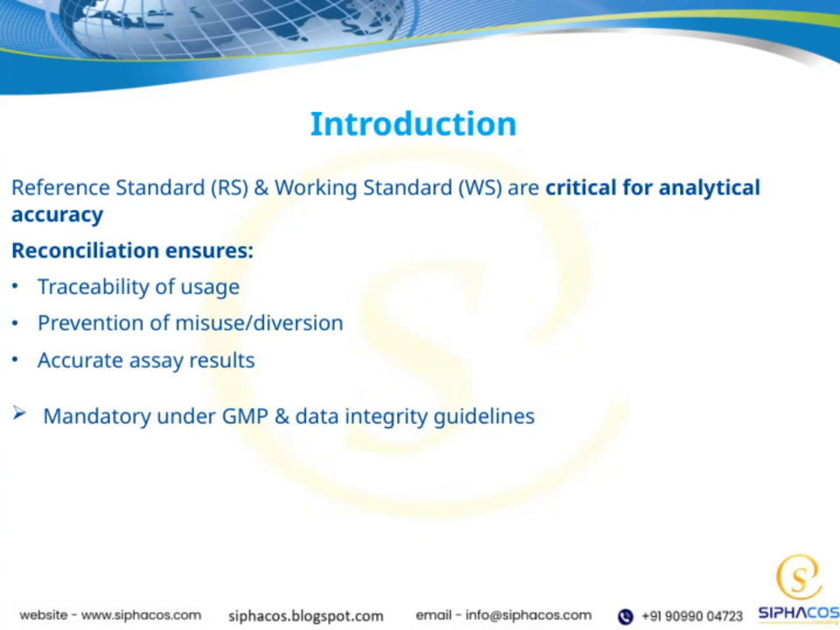Let's talk about the importance of reference standard, or RS, and working standard, WS. These are absolutely critical for ensuring analytical accuracy in our testing processes. When we use RS and WS correctly, we can confidently trust our results. Reconciliation plays a key role here as well. It helps us verify the traceability of the standards we use, ensuring there's a clear record of their origin and usage. This process also helps prevent misuse or diversion of these standards, which is vital for maintaining integrity. Most importantly, proper reconciliation ensures that our assay results are accurate and reliable.